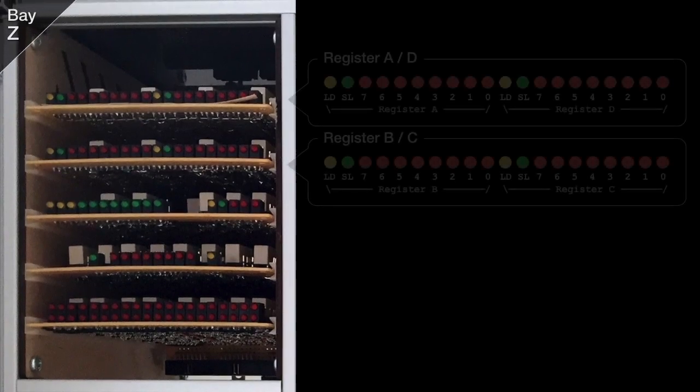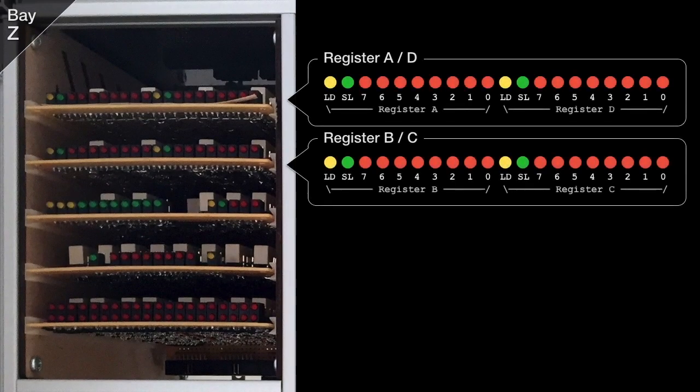The next bay is bay Y. There's nothing in there yet, so let's go on to the next bay, which is bay Z. This is the one and only bay that has a full set of fully completed cards. The first 2 implement the registers A, B, C and D.